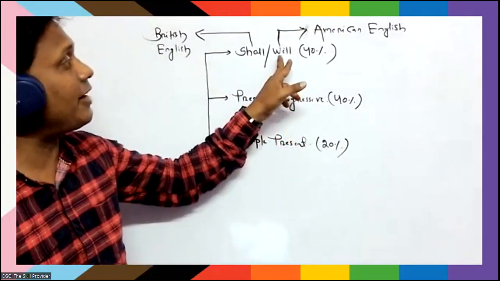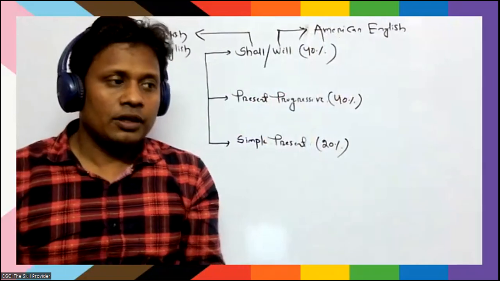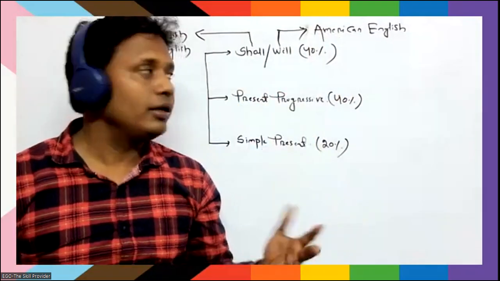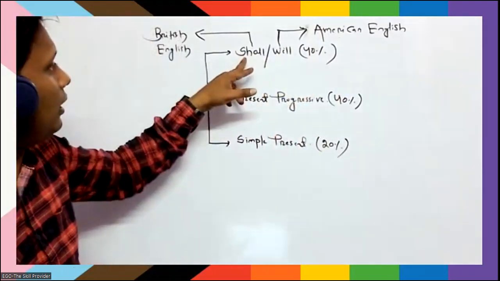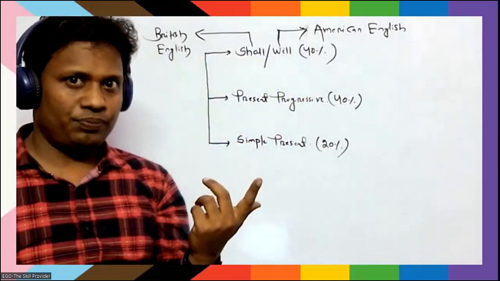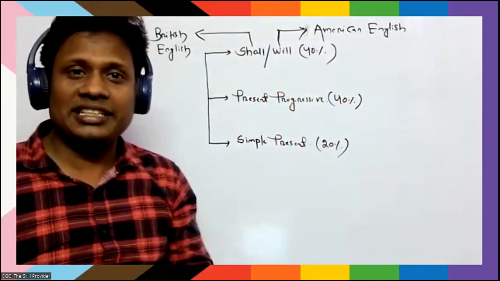Most American people, if you are trying to have a conversation with an American guy, you can find will. And shall is British English. I shall go, I will go. I will go is American English. I shall go is British English.